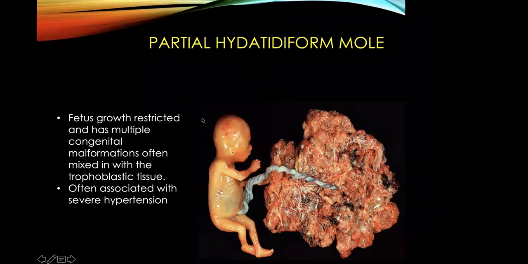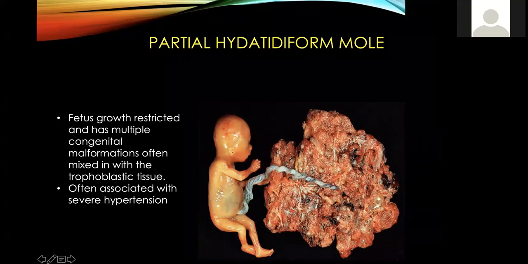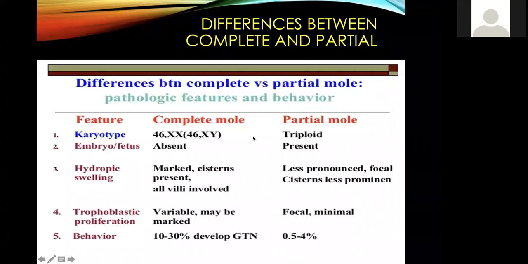So you have a partial hydatidiform mole, where there are multiple congenital malformations, often mixed with trophoblastic tissue, often associated with severe hypertension. You have an embryo and a placenta being there. So the difference is being seen between complete mole and partial mole.